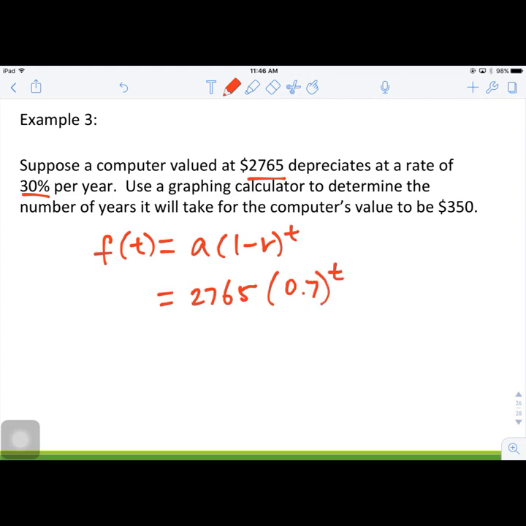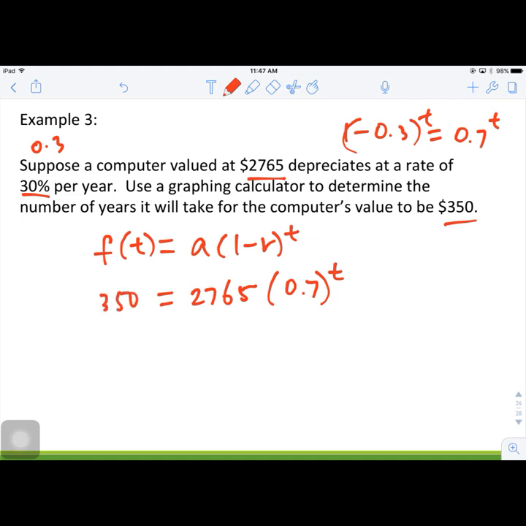And then we want that value, since the ratio is 30%, so that would be a 0.3. So 1 minus 0.3 is how I got the 0.7. Okay, and then we want to know when the value is going to be 350. So we're going to set it equal to 350.